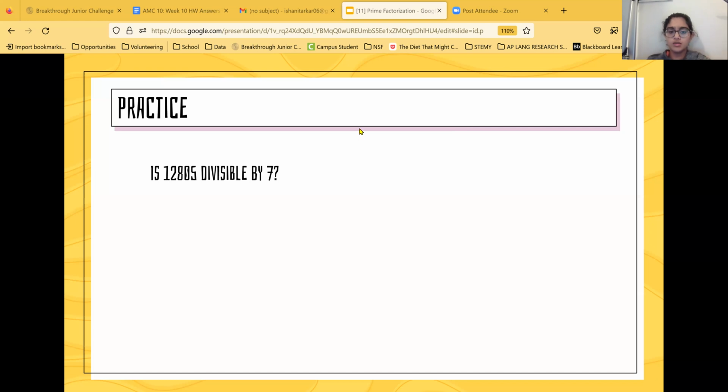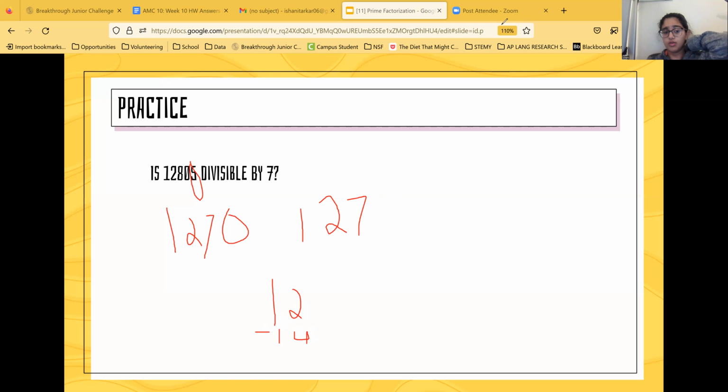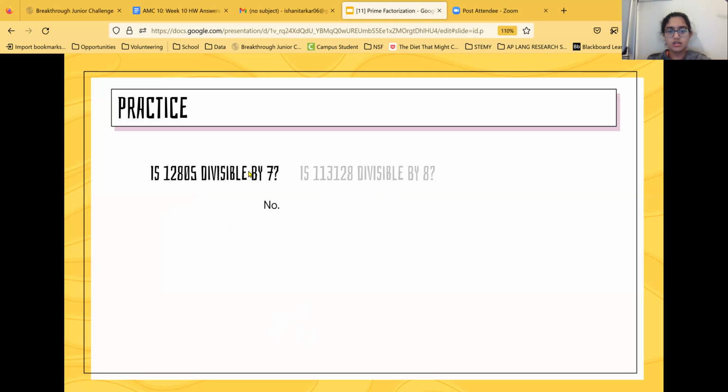So, what we would do is we would take the units digit, in this case, multiply it by 2, so we get 10, right? So 1280 minus 10 is 1270. And then now we take the units digit and multiply by 2 and subtract that from 127. So 127 minus 0 is 127, right? Now we take the units digit, which is 7, multiplied by 2, we get 14. We subtract 14 from 12, and we get that it is -2, which is not 0 or 7. So therefore, this is not divisible by 7. So you all are correct.